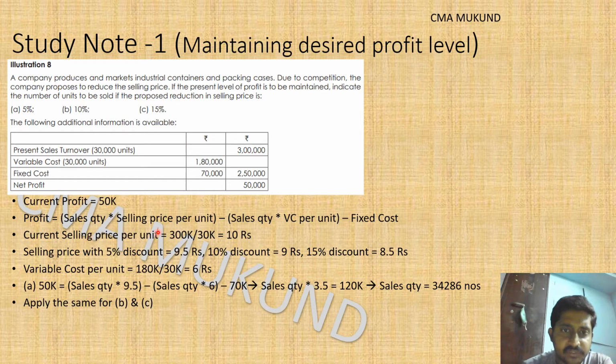The current selling price we can easily calculate. 3 lakh is the turnover through sales of 30,000 units, which means 10 rupees is the unit price. The selling price with a 5% discount becomes 9.5 rupees, a 10% discount becomes 9 rupees, and a 15% discount becomes 8.5 rupees.